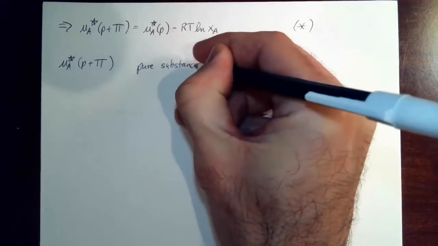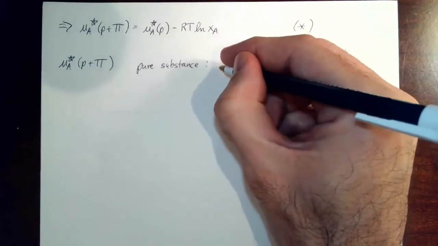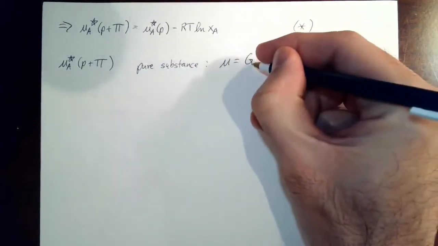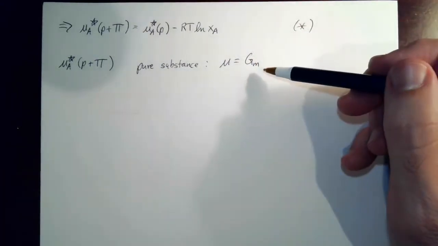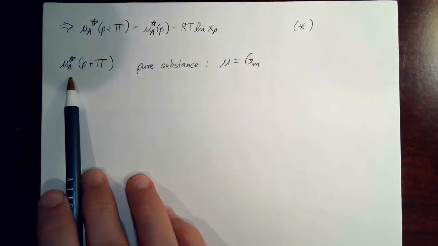And for a pure substance, we've seen that the chemical potential is equal to the molar Gibbs energy, the Gibbs energy per mole. So this is true for a pure substance. And here we have a pure substance.